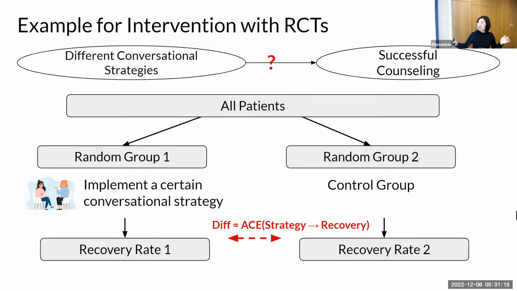split them into random group 1 and random group 2. For random group 1, implement a certain conversational strategy, which you can measure by the counselor's linguistic properties. Group 2 is the control group. Then you record the recovery rate of conversation style 1 and of conversation style 2. The difference is then the average causal effect of how the strategy affects recovery.